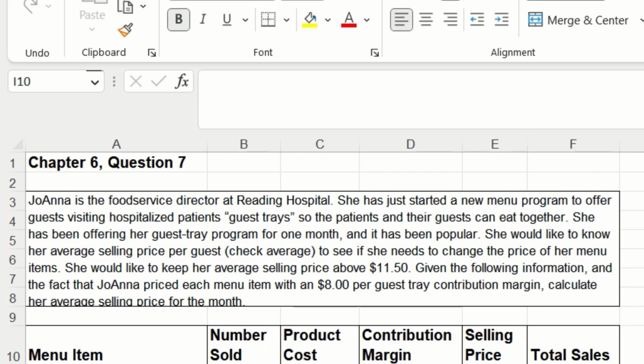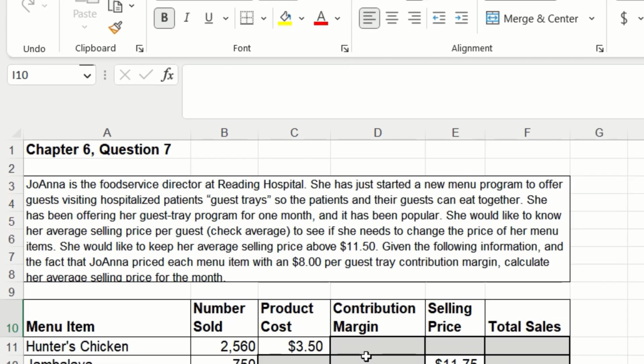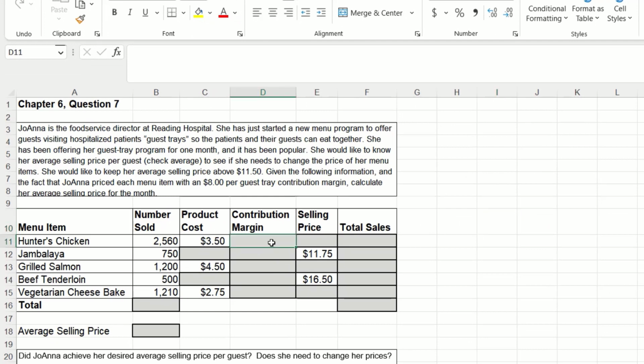She would like to keep her average selling price above $11.50. Given the following information and the fact that Joanne priced each menu item with an $8 per guest tray contribution margin, calculate her average selling price for the month. All right, so we know our contribution margin is $8.